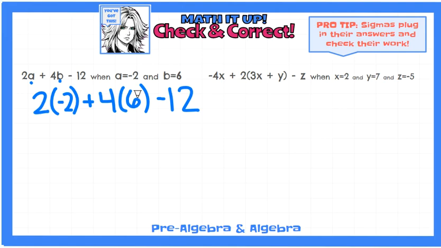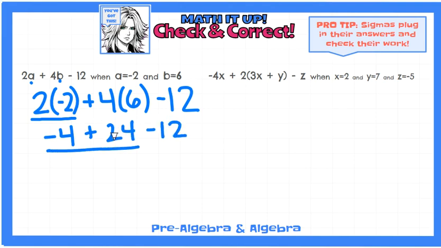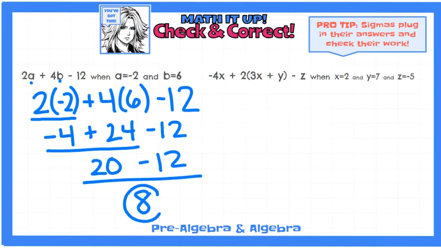Now I'm just going to follow order of operations. I don't have any groupings, but I do have some multiplication to do here. Negative 2 times positive 2 is negative 4. This is 24. This is 12. 24 minus 4 is 20. And 20 minus 12 is 8. So this expression, when A is a negative 2 and B is a 6, becomes 8.